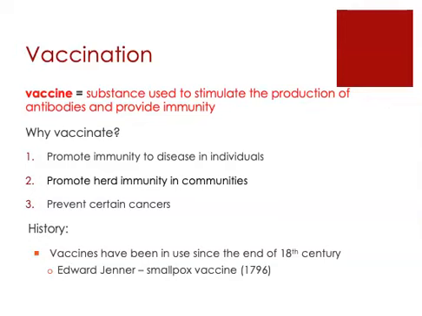Why do we vaccinate? Well, there are really three different reasons. The first is the most obvious. We want to provide immunity to some particular type of infectious disease to an individual. So we vaccinate that individual to give them that immunity.